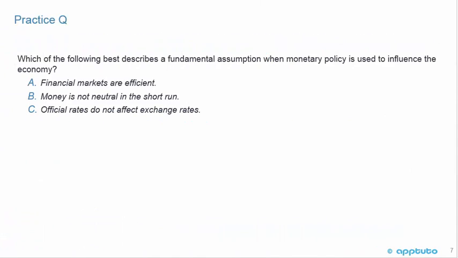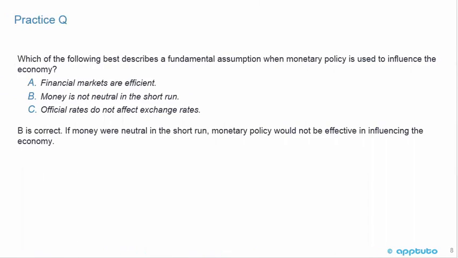And one last practice question to finish the LOS. Which of the following best describes a fundamental assumption when monetary policy is used to influence the economy? A, financial markets are efficient. B, money is not neutral in the short run. Or C, official rates do not affect exchange rates. Okay, nice question to finish on. So which of the following best describes a fundamental assumption when monetary policy is used to influence the economy?